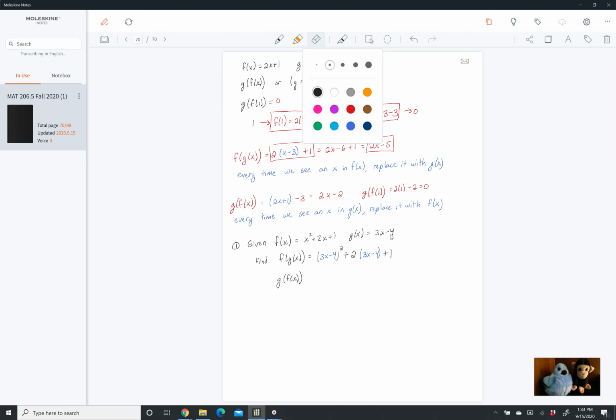And now we can do the same thing, except the other way around. Now we're going to look at the g of x and replace the x with f of x. So I see 3, and then I see an x. So instead of x, we're going to write x squared plus 2x plus 1. And we see a minus 4.